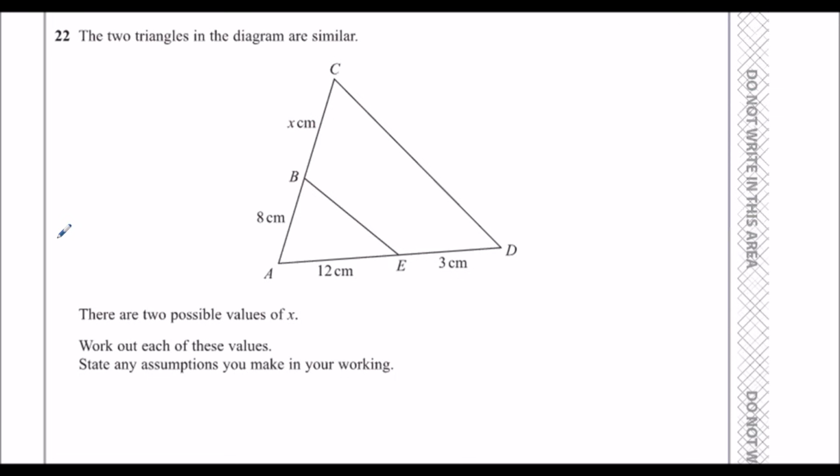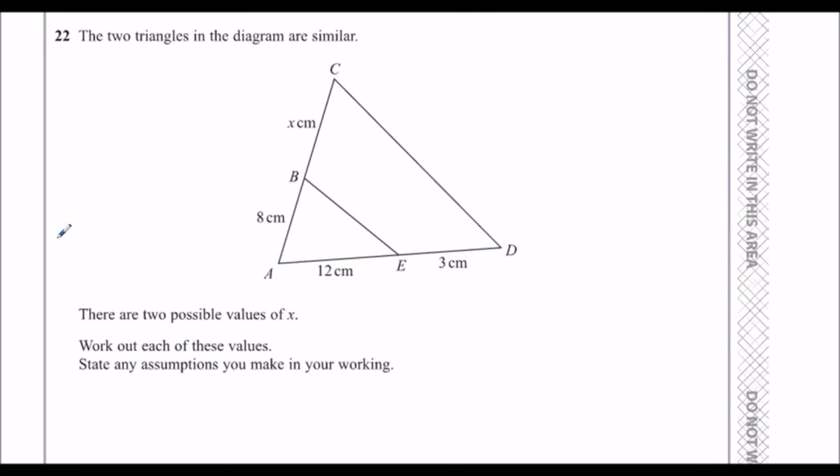Question 22. The two triangles in the diagram are similar. So we've got two triangles drawn, a little triangle and a big triangle, and we're told they're similar. There are two possible values of x. Work out each of these values. State any assumptions you make in your working.